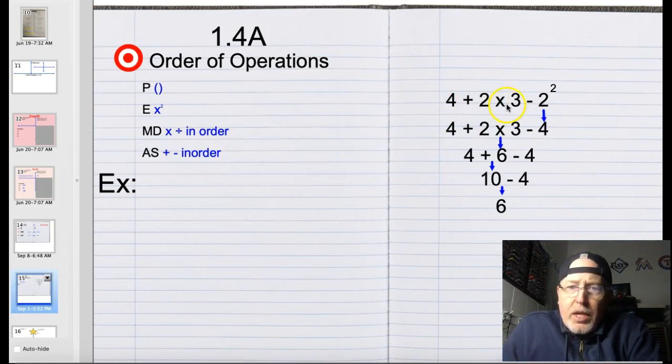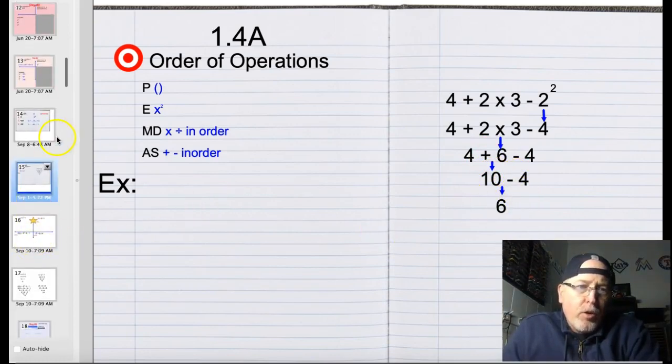4 plus 2 times 3 minus 2 squared. Well, no parentheses, but we do have an exponent, so we do that first. 2 squared is 4. 4 plus 2 times 3 minus 4 is left. Next step would be the multiplication. 2 times 3 is 6. 4 plus 6 minus 4. Now we're down to addition and subtraction. Just go in the order they appear. 4 plus 6 is 10. 10 minus 4 is 6.